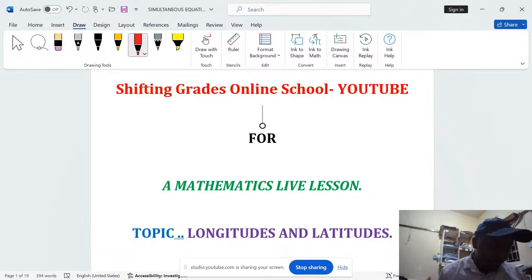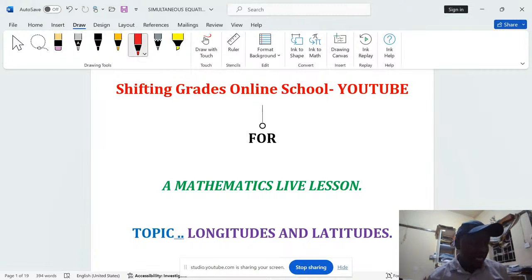So we are going to summarize longitudes and latitudes very quickly. Then after that, we are going to see some questions from the same topic.